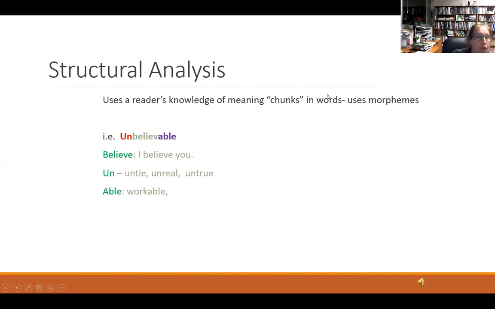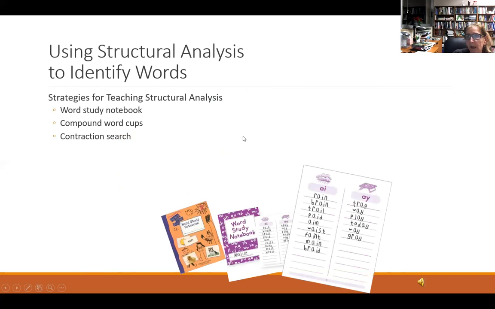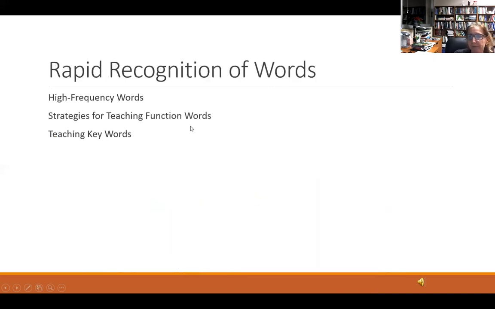See how you can quickly help students use structural analysis to help them not only read words, but learn the meaning of words. And there are activities that you can use: word study notebook, compound word cups, contraction search. All of these activities you can use to help students really in grade 4 and 5.